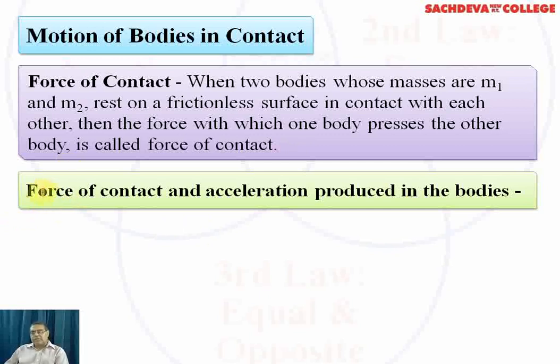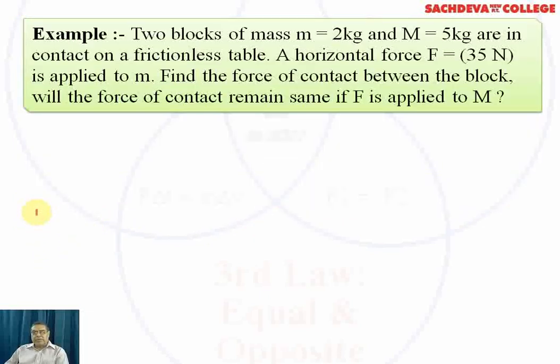Now, another thing is force of contact and the acceleration produced in the body. So, this can be depicted like this. We take an example. There are two blocks of masses 2 kg and a bigger mass of 5 kg. We are using the notation small m and capital M. Small m is 2 kg, meaning the smaller mass, and capital M means the bigger mass, which is 5 kg, in contact on a frictionless table.